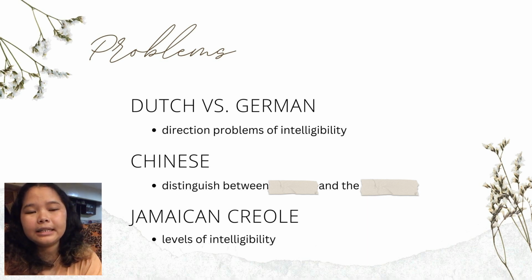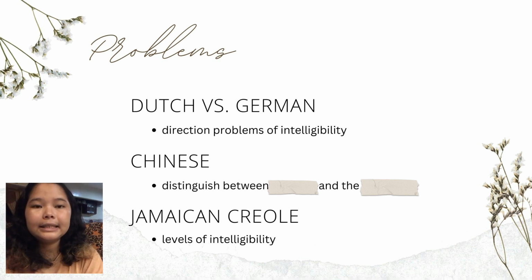Second is the Chinese. There are three cases or examples given in which they have the same writing system that unites Chinese and its varieties. The phonology was completely different though, so the Chinese problem is quite clearly that we must distinguish between phonology and orthography. Lastly is the Jamaican Creole. So the levels of intelligibility, that is speech versus writing, lexis versus syntax.